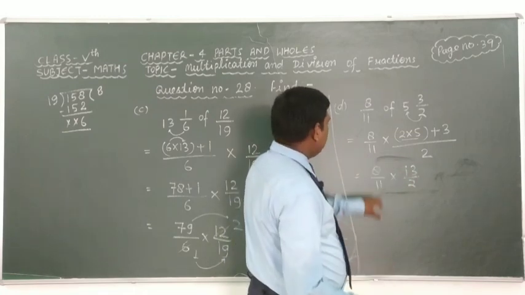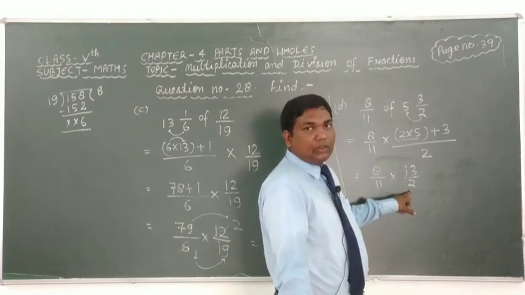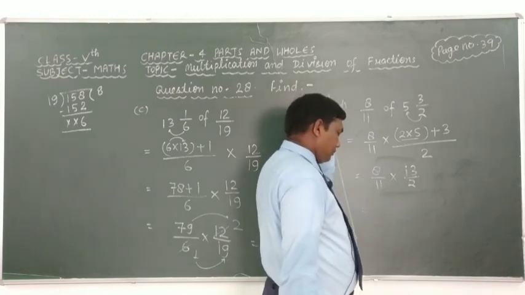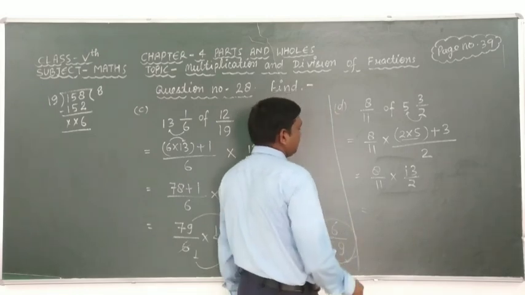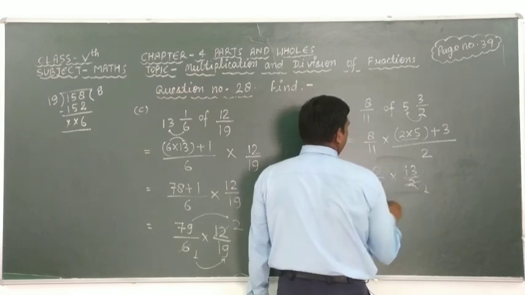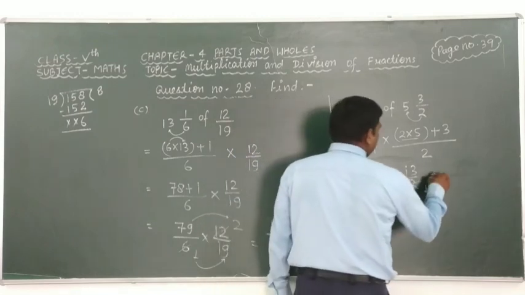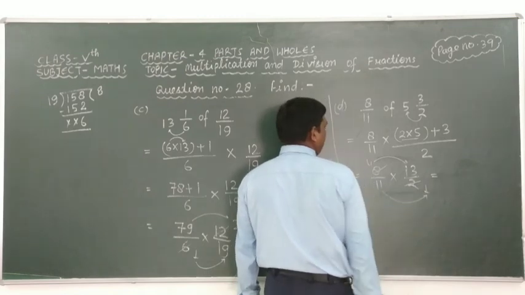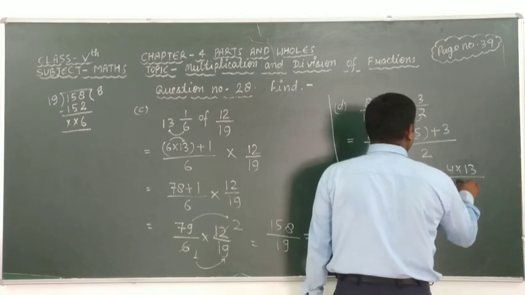We know that here given that 8 and here given that 2. We know that 8 is divisible by 2. Okay students, therefore 2 ones are 2, 2 fours are 8. Again we have to take the multiplication of 4 by 13 and 11 by 1. Here we can write 4 into 13 over 11 into 1.